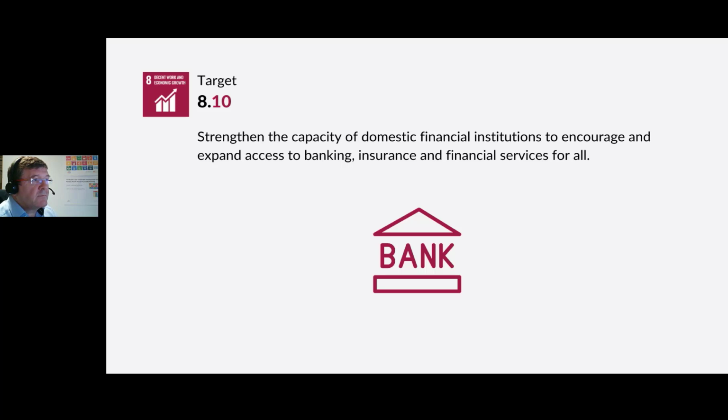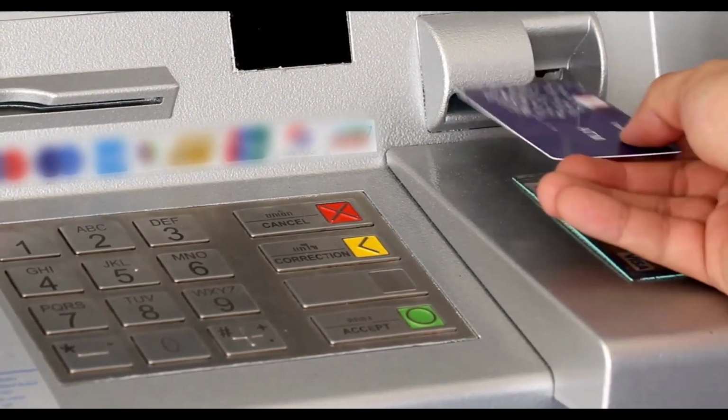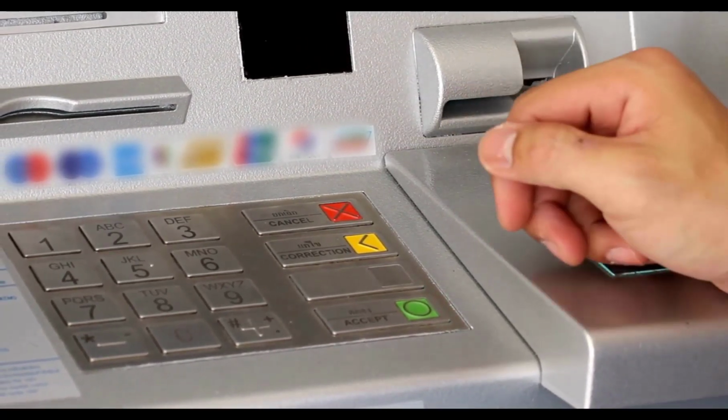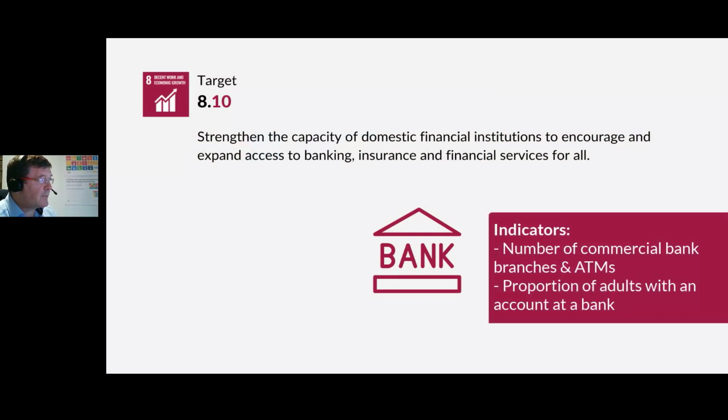Target 8.10. Strengthen the capacity of domestic financial institutions to encourage and expand access to banking, insurance, and financial services for all. The indicators for this are the number of commercial bank branches per 100,000 adults and the number of automated teller machines per 100,000 adults, and the proportion of adults, i.e. 15 years or older, with an account at a bank or other financial institution or with a mobile money service provider.